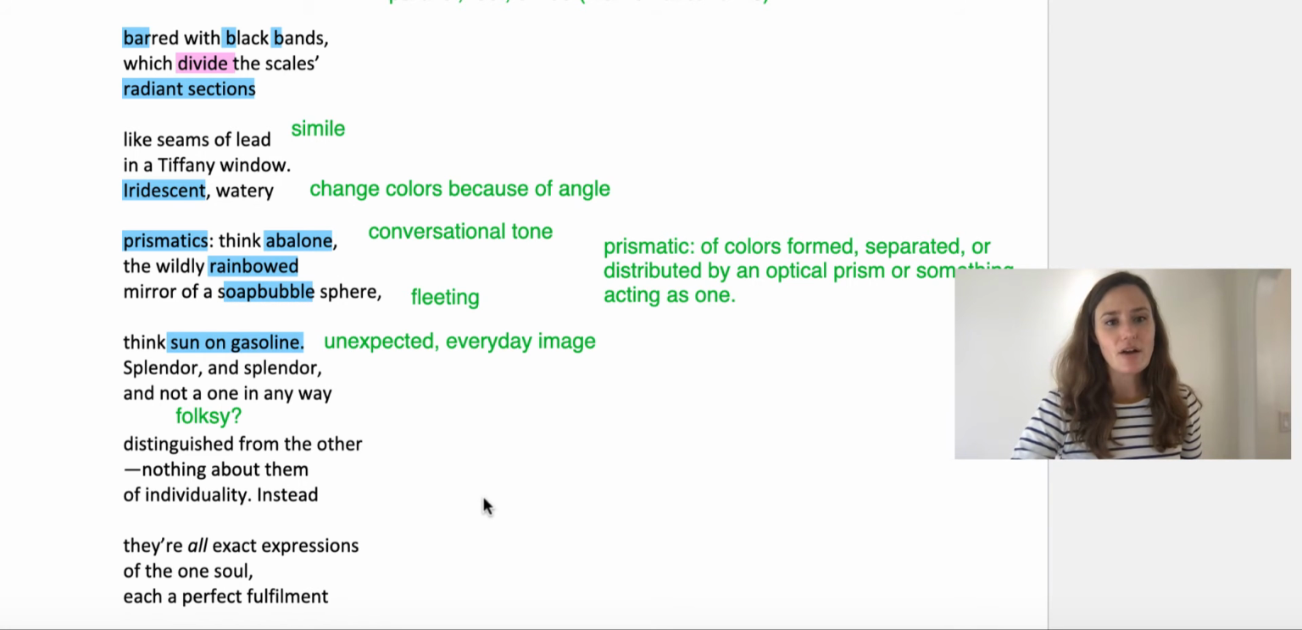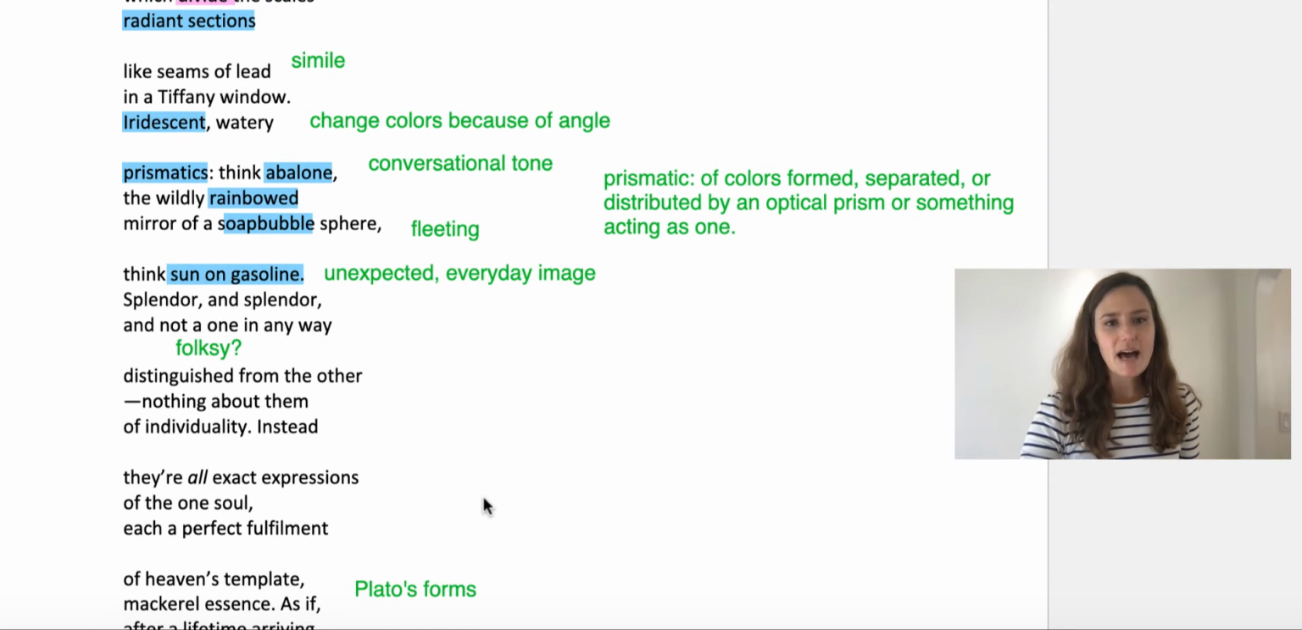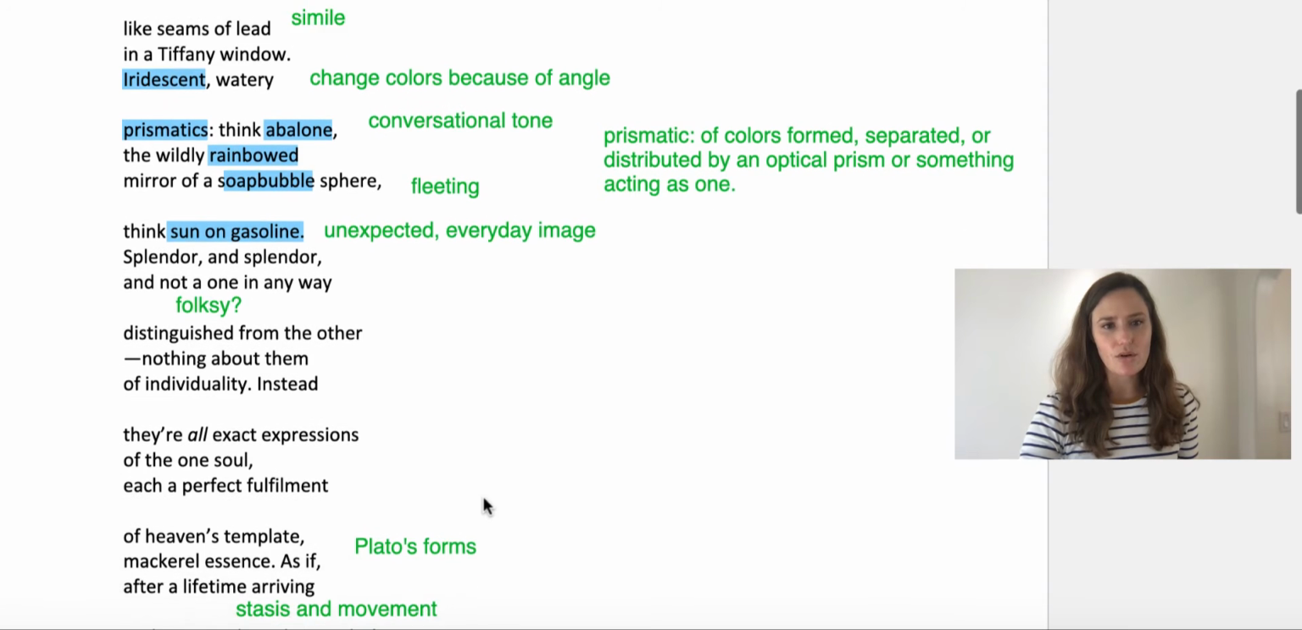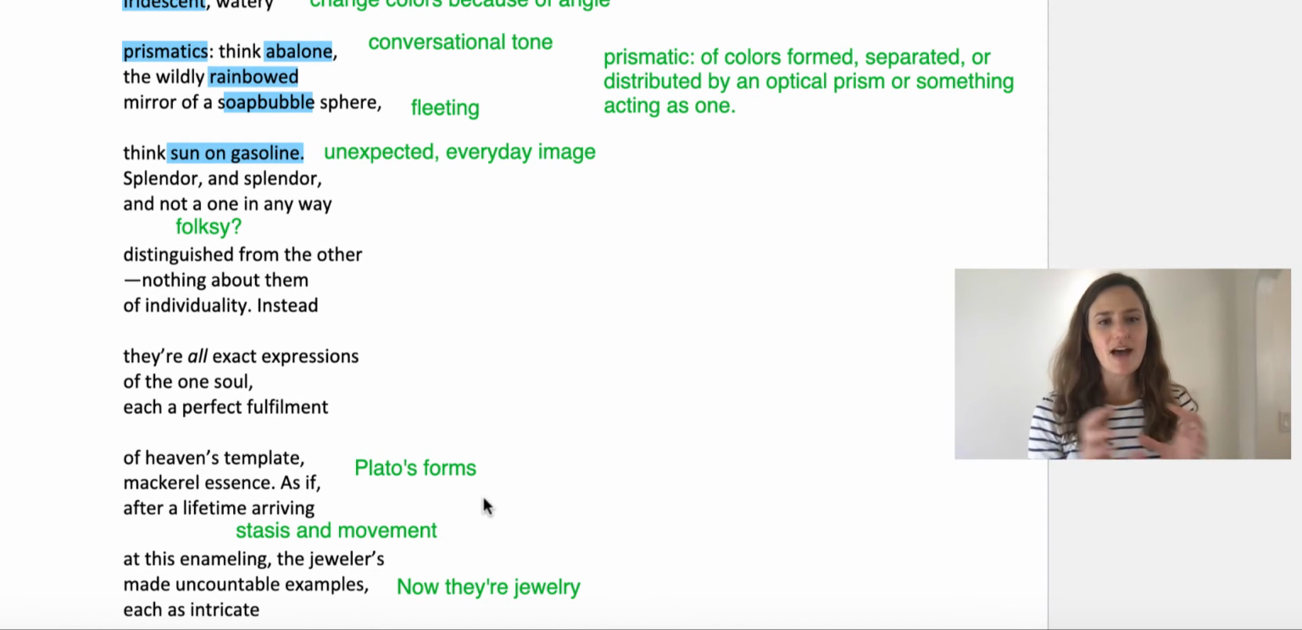Not in any way, or not a one in any way distinguished from one another. Nothing about them of individuality. Instead, they're all exact expressions of the one soul, each a perfect fulfillment of heaven's template. So again, we have that kind of mathematical, metrical imagery of template, kind of like rubric, something very formulaic, but it's heaven's template. So there's sort of a contrast between something that can be measured and quantified and it's on a grid versus something transcendent, something that we can't quite understand, heaven.